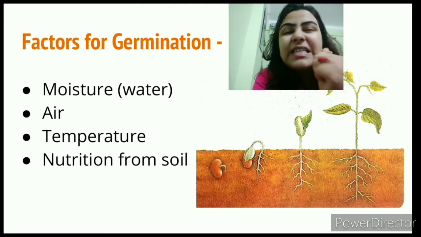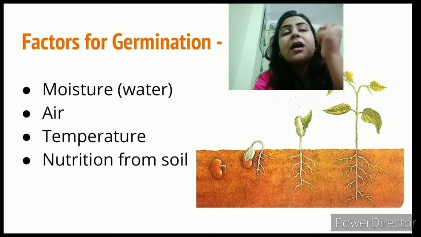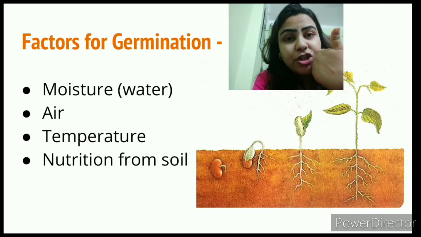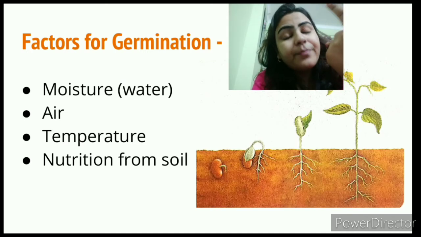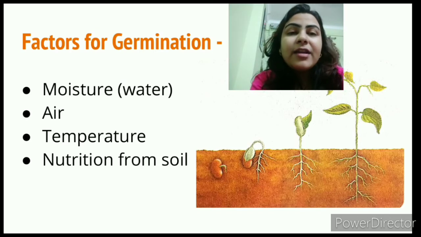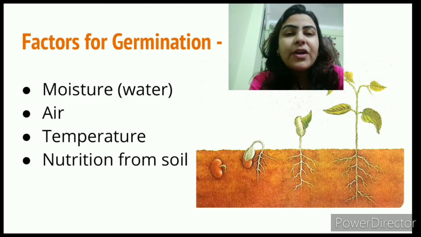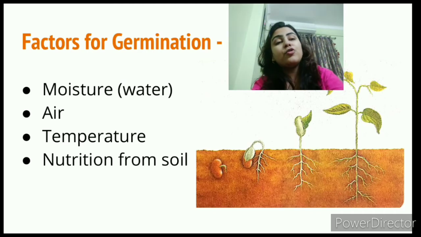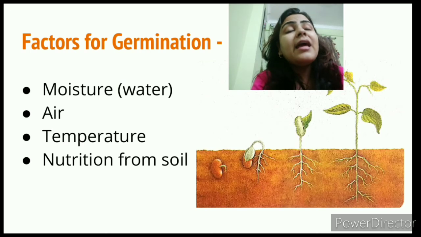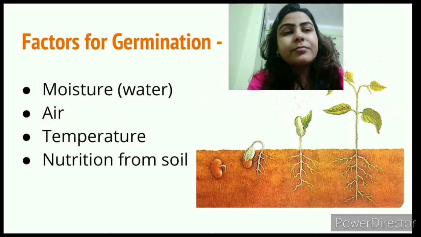There are 4 basic factors that are very, very important for the seed to grow into a new plant. First of all, we are having the moisture, then the air, temperature, and nutrition from the soil. If the seed is provided with the right moisture, the right amount of air, and the temperature and nutrition from the soil, then it will grow into a new plant.